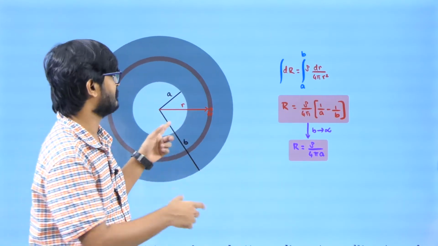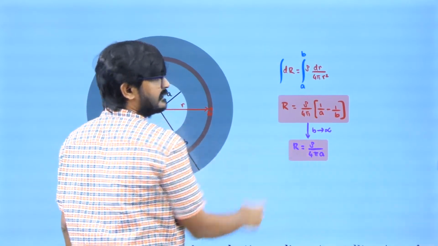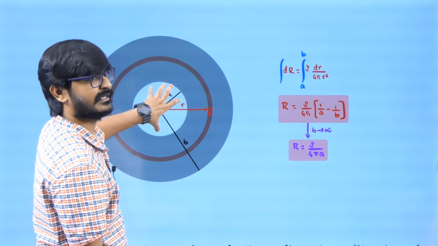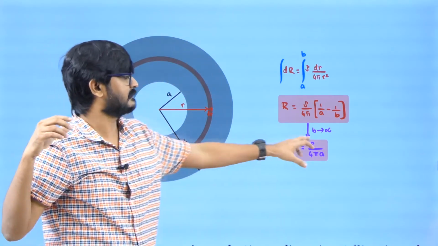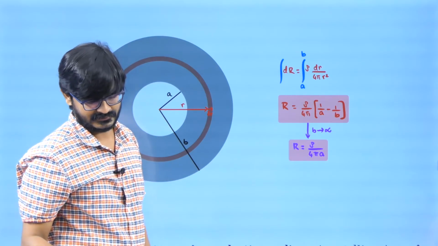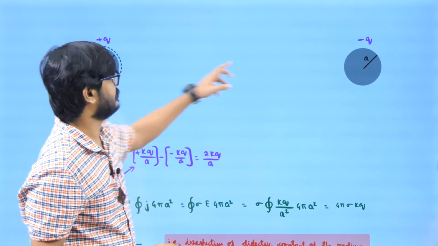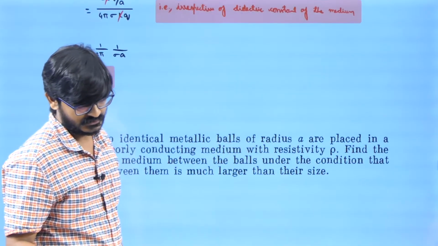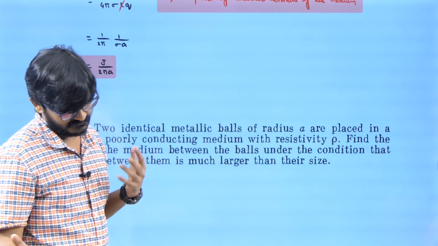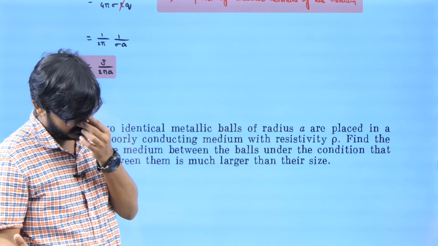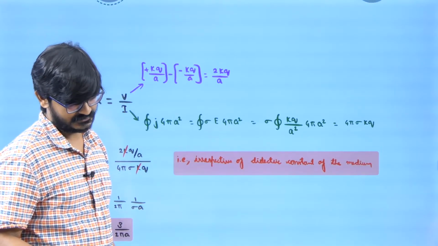Now suppose B is much greater, like infinity, then what will happen? Resistance is going to be this much. That is, when there is only one conductor and the medium is spread throughout, then what will be the resistance? Rho by 4 pi A, right? Now, if there are two small spheres and the distance between them is large, you can read the question. Two identical metal balls of radius r in a poorly conducting homogeneous medium. Find the resistance of the medium between the balls under the condition that the distance between them is very large compared to their size, right?